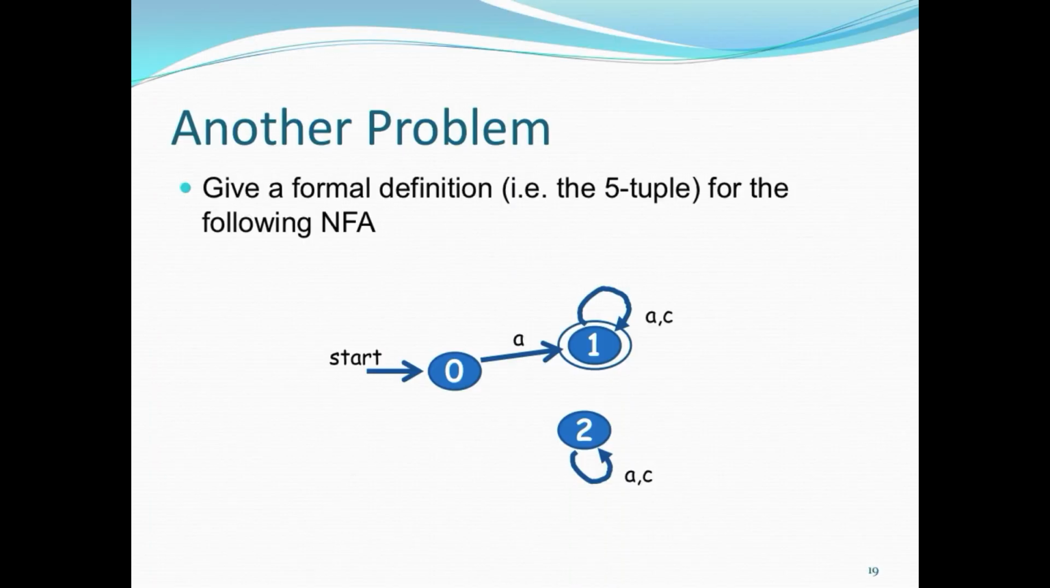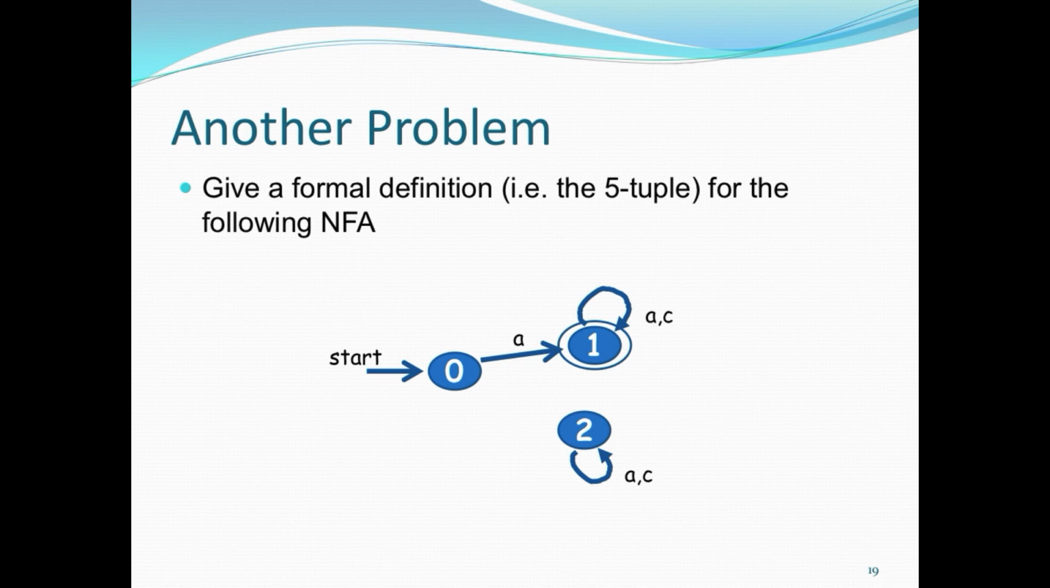Now here's a perfectly reasonable NFA, and we're asked to give the 5-tuple for this NFA. Notice that state 2 is just out there. It's not going to do anything, but it exists, so we need to include it.